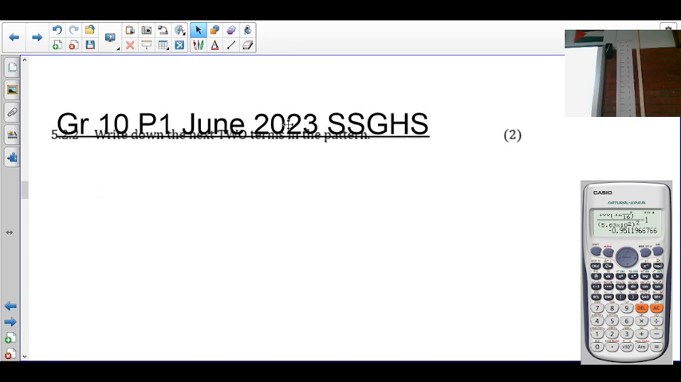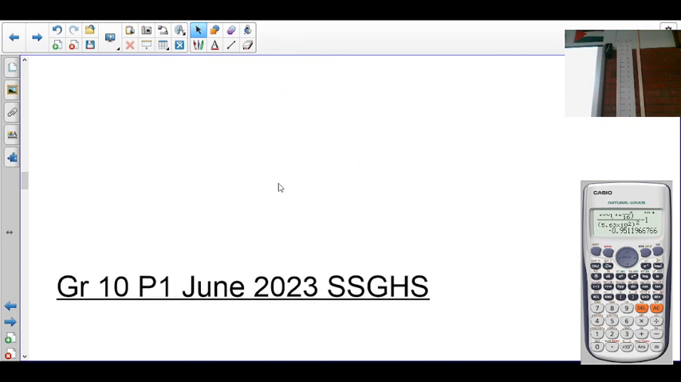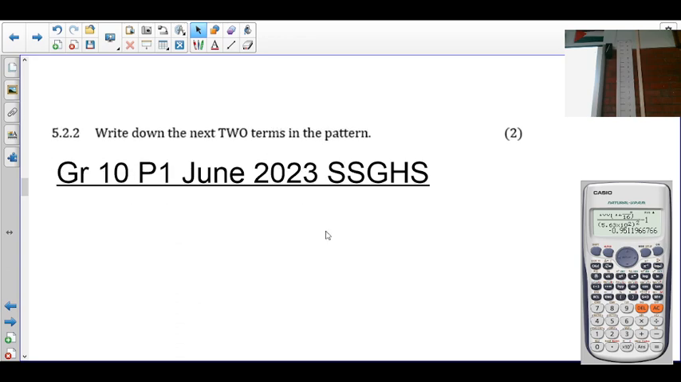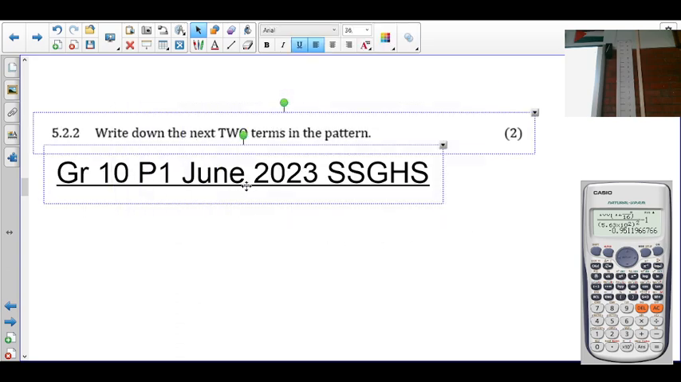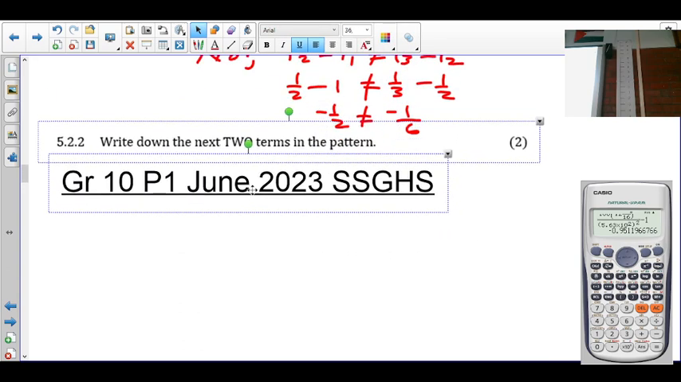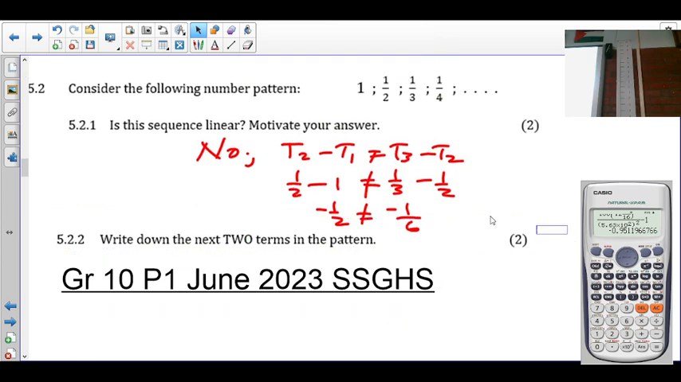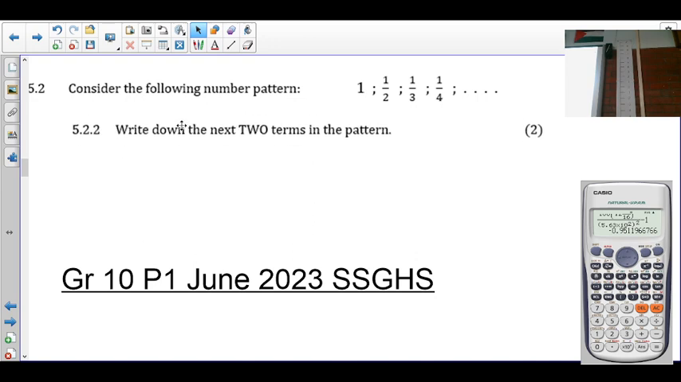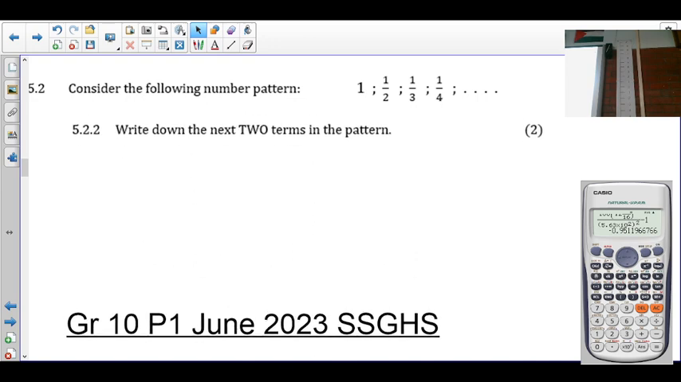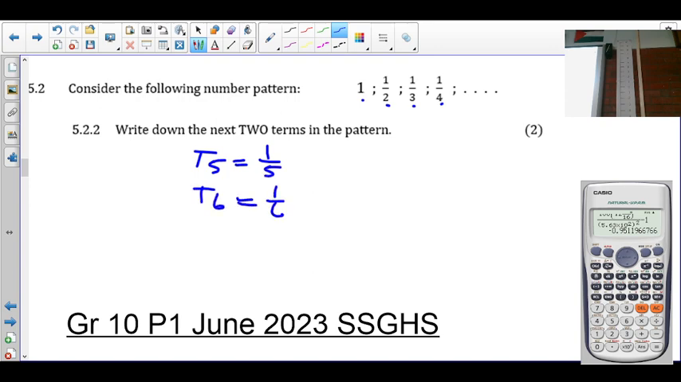Then the question is to write down the next two terms of the pattern. So the next two terms of the pattern, I've given it to you already, says 1, 2, 3, 4. So term 5 is going to give you 1 over 5, and term 6 is going to give you 1 over 6. Okay.